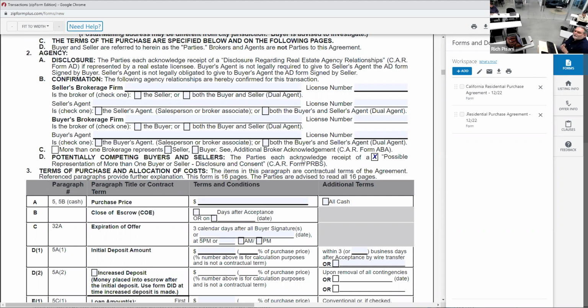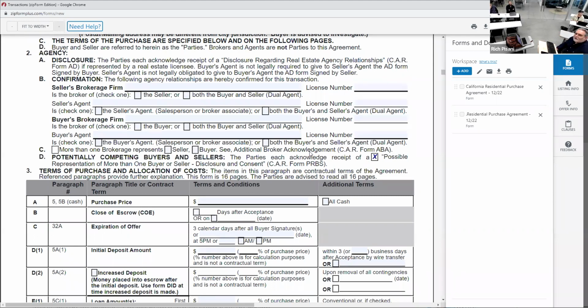Another form that's bundled with this is potential competing buyers and sellers, and the possible representation of more than one buyer and seller. It's basically saying to the buyer or the seller, look, I represent other buyers, I represent other sellers. So I may be representing somebody who is competing with you on this property. So that's basically all that form does. It's just disclosing to them that I may also be representing somebody competing with you. You're not my only client.